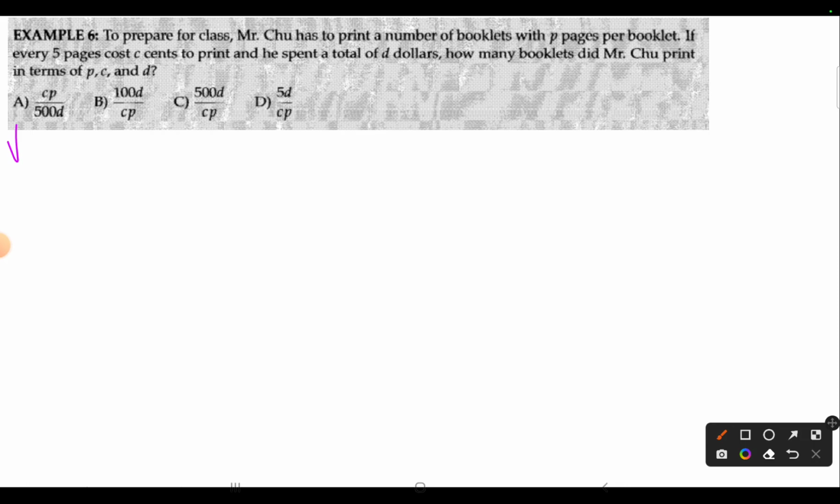To prepare for class, Mr. Chu has to print a number of booklets with P pages per booklet. If every 5 pages cost C cents to print and he spent a total of D dollars, how many booklets did Mr. Chu print in terms of P, C, and D? Again, please be careful with dollars, and here it is cents.